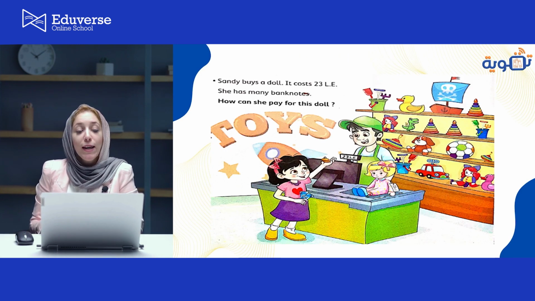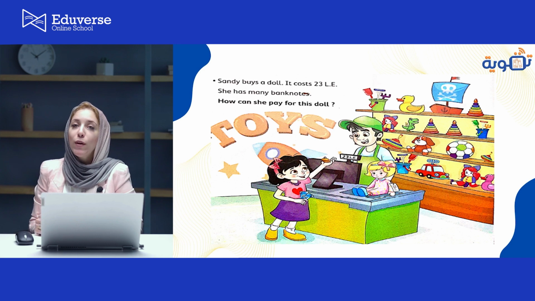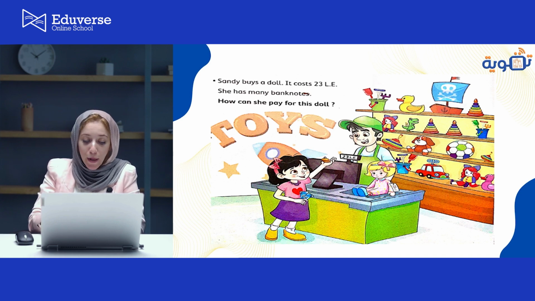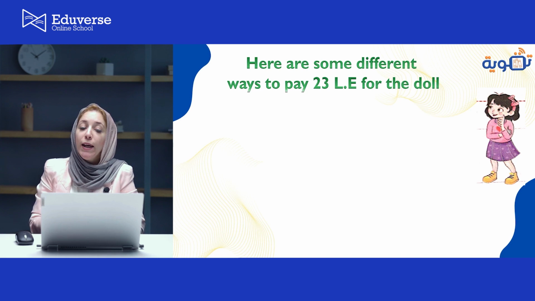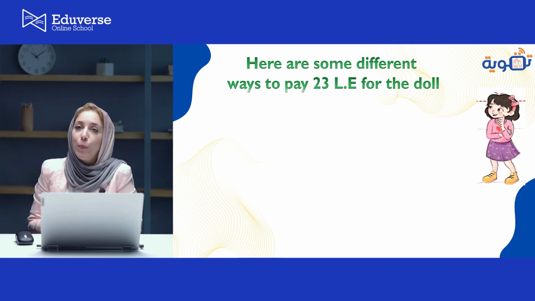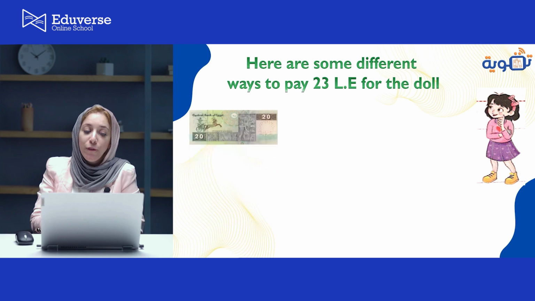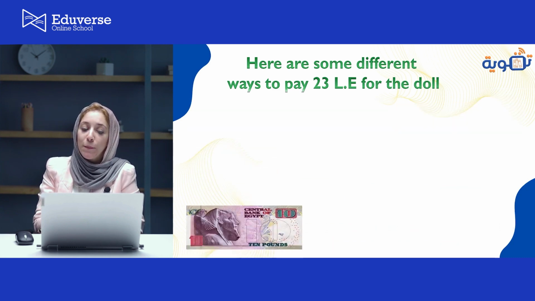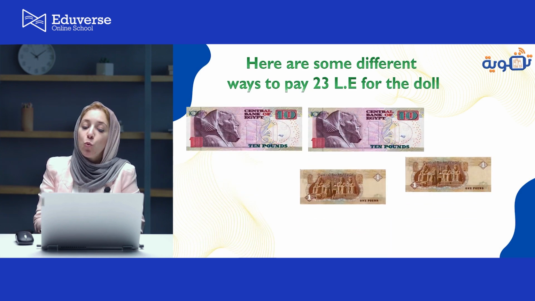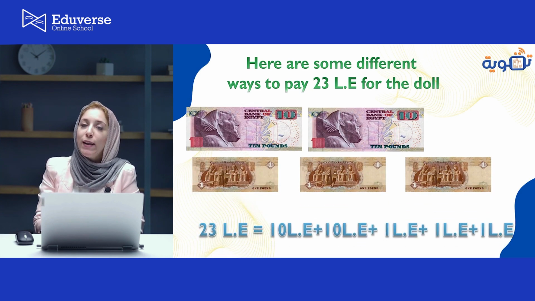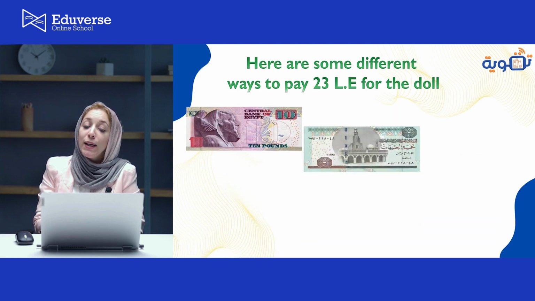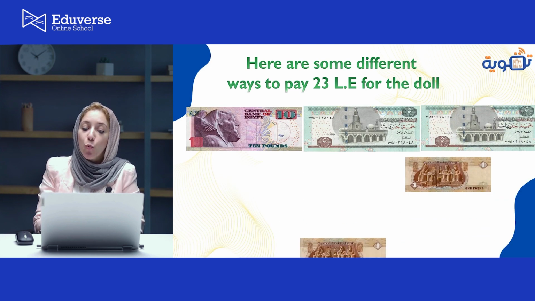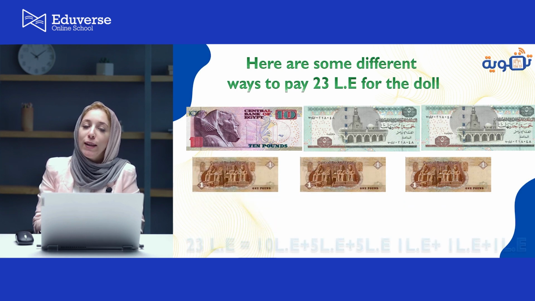Listen to this story. Sandy buys a doll. It costs 23 LE. She has many banknotes. How can she pay for this doll? We have many ways to decompose 23. Here are some different ways to pay 23 LE for the doll. The first way, 20 plus 1 plus 1 plus 1 equals 23 LE. And 10 plus 10 plus 1 plus 1 plus 1 equals 23 LE. Another way, 10 plus 5 plus 5 plus 1 plus 1 plus 1 equals 23 LE.